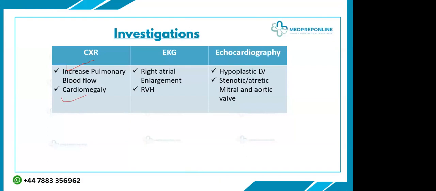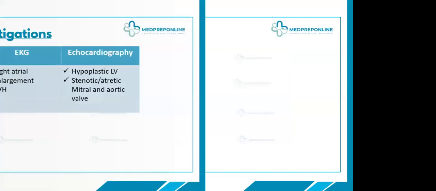And there will be cardiomegaly, right atrial enlargement, along with right ventricular hypertrophy because of the left to right shunting through the atrial septal defect and/or the foramen ovale. And obviously you are going to see the hypoplastic left ventricle on the echocardiography, with a stenotic or atretic mitral and aortic valve. The whole left side will be hypoplastic.